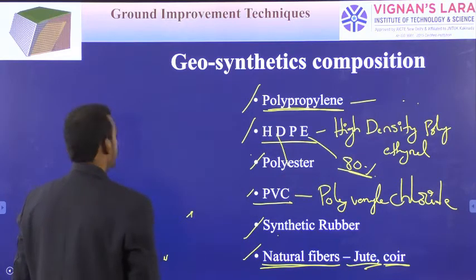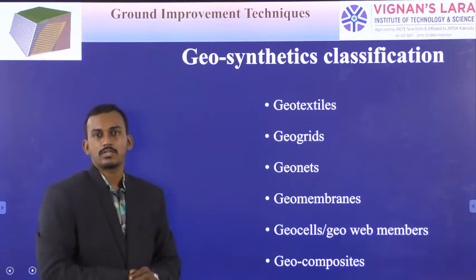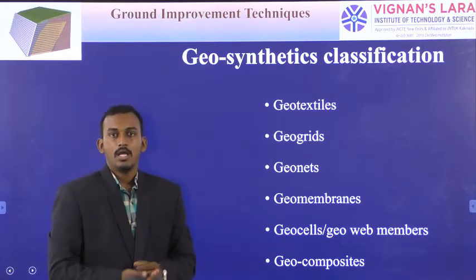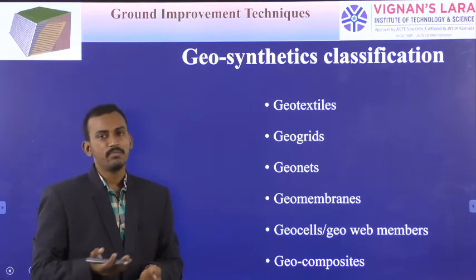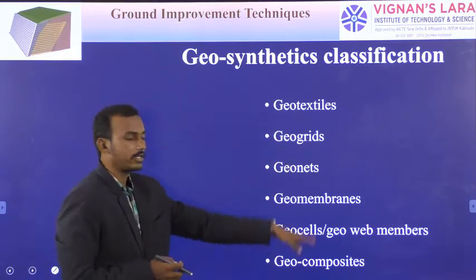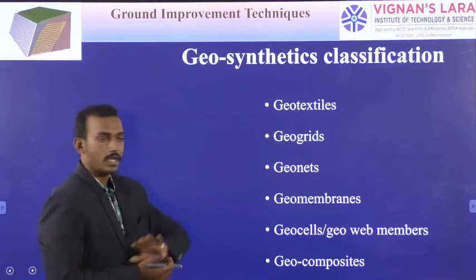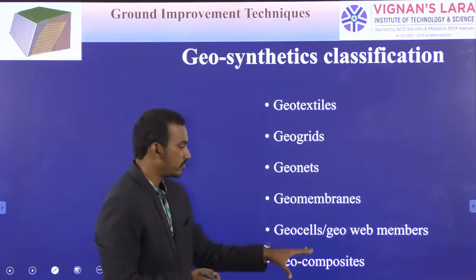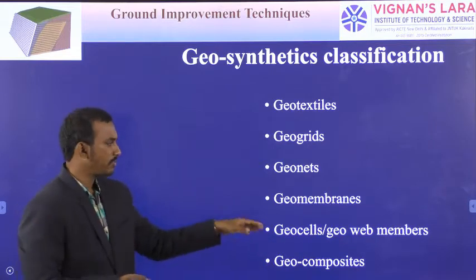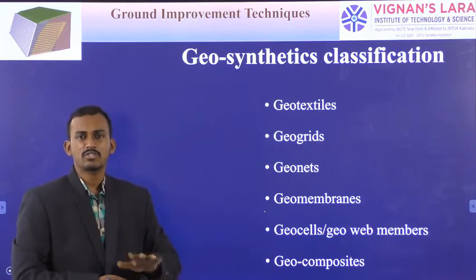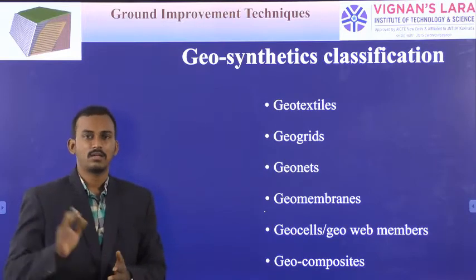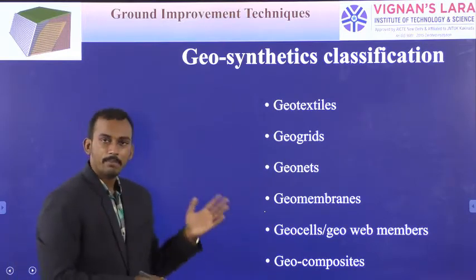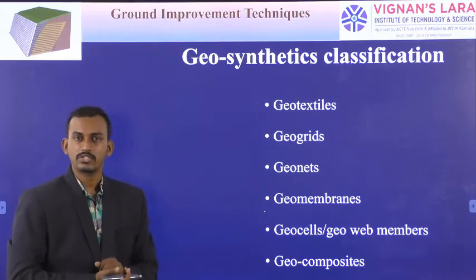Coming to the next one, classification. So this is a very, very important one. Geosynthetics are classified into many number of types. Out of all, the major types are these 6 types. Beyond this we also have geofoams and geomembranes and all. We also have some other types, geoclay liners and all. But these 6 are majorly used in civil engineering construction works.